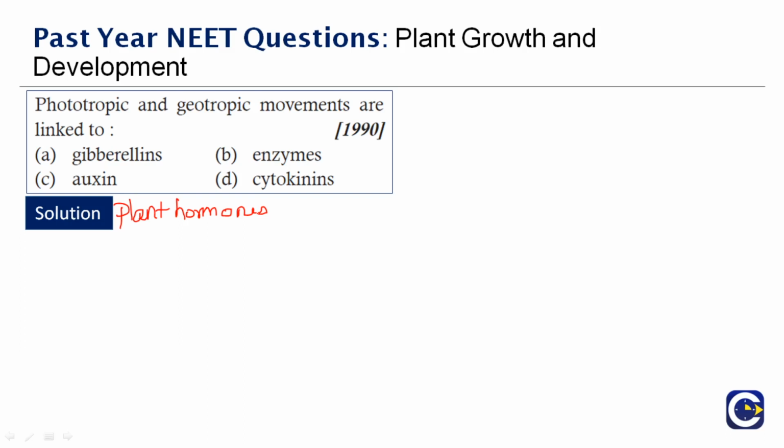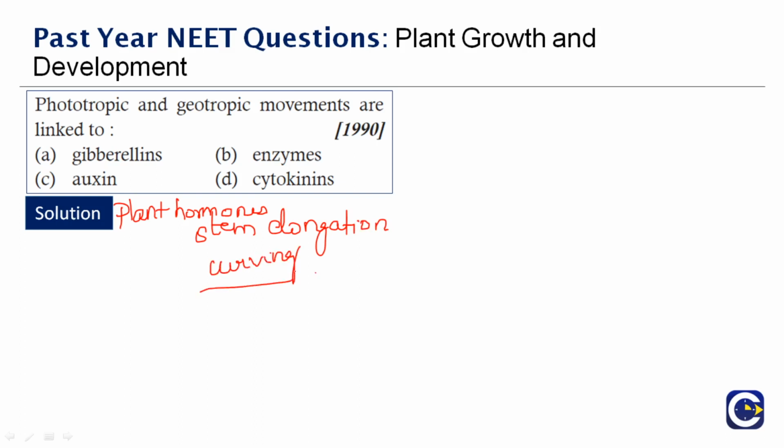So when we talk about phototropic and geotropic movement, it contributes to auxin. What are the factors it promotes? I have the list. Stem elongation. They inhibit the growth of lateral buds. They are produced in stem, buds and root tips. They produce curving of the plant, a very important function.